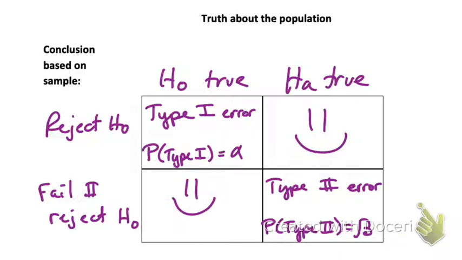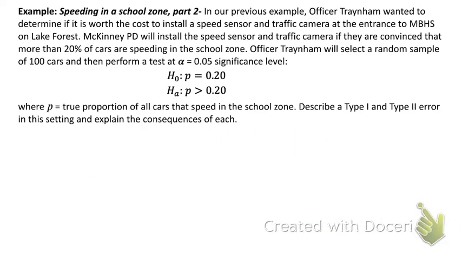All right, cool. You guys remember the example yesterday about Officer Trainum and his little speed sensors? So we're going to recycle that question. In our previous example, he wanted to determine if it was worth the cost to install speed sensors. Officer Trainum will select a random sample of 100 cars and perform a significance test with alpha equals 0.05. By the way, if alpha is 0.05, what's the probability of a type 1 error occurring? 0.05. Okay. Describe a type 1 and a type 2 error in this setting.